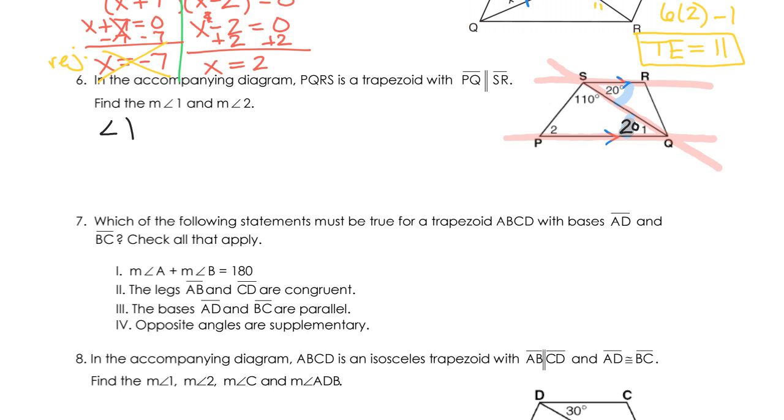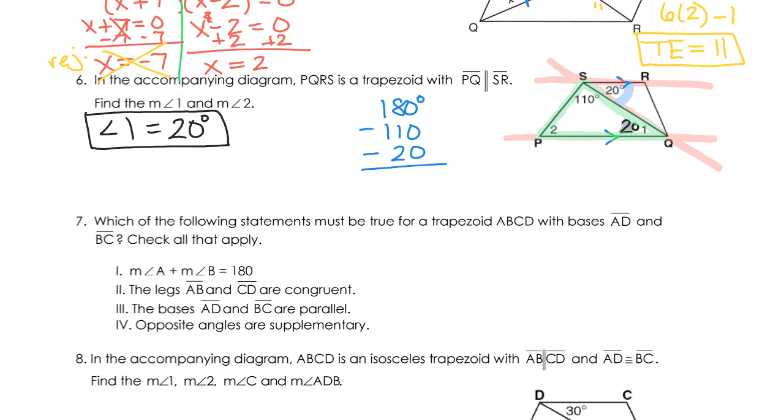And so angle 1 equals 20 degrees. One of our answers is done. Angle 2 is even going to be easier than that, since you can see that triangle here has two angles in it already. And so if we take 180 degrees in that green triangle, take away the 110, take away the 20, angle 2 is going to equal 50 degrees. And now we have both of our answers.